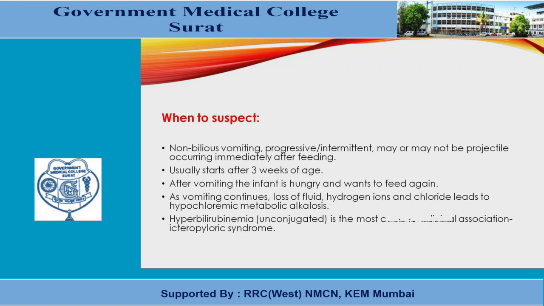If persistent vomiting is present, the patient may present with hypochloremic dehydration and also hypochloremic metabolic alkalosis, due to loss of fluid, hydrogen ions and chloride. Unconjugated hyperbilirubinemia is the most common clinical association in pyloric stenosis.